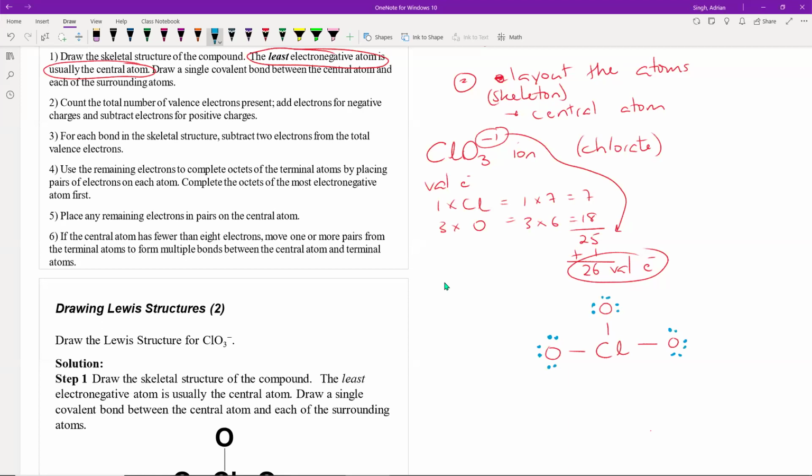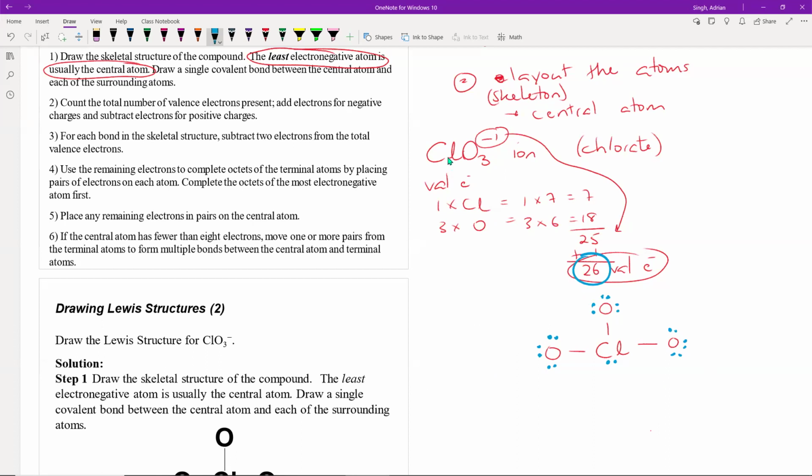It needs 6 more electrons. Okay, so I take a step back and look at my structure. How many total electrons do I have? Well, I have 2, 4, 6, 8, 10, 12, 14, 16, 18, 20, 22, 24. I should have 26, which means I have 2 more electrons outstanding. Where am I going to put those electrons? The only place to put those remaining 2 is on the chlorine, right? The oxygens don't have room around them. They're already full, happy with 8. So I have my 2 electrons that are going to go on that central Cl. I've accounted for all of my 26 electrons. Everything has their octet.